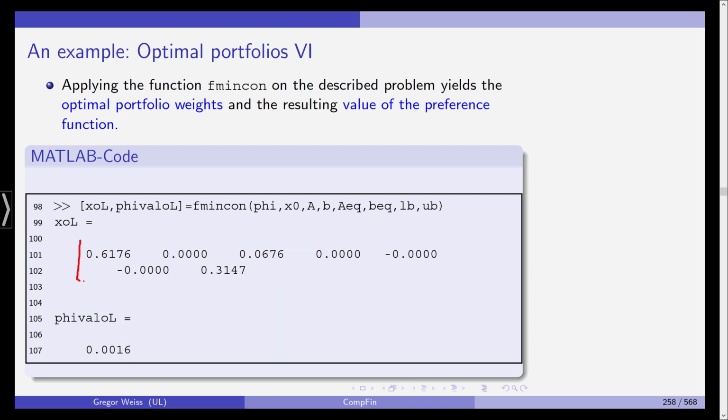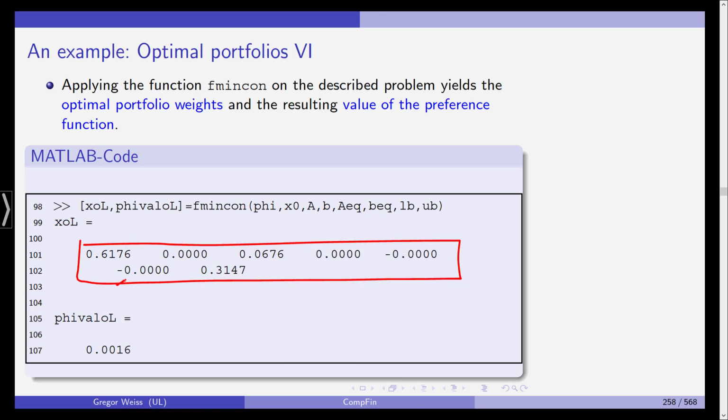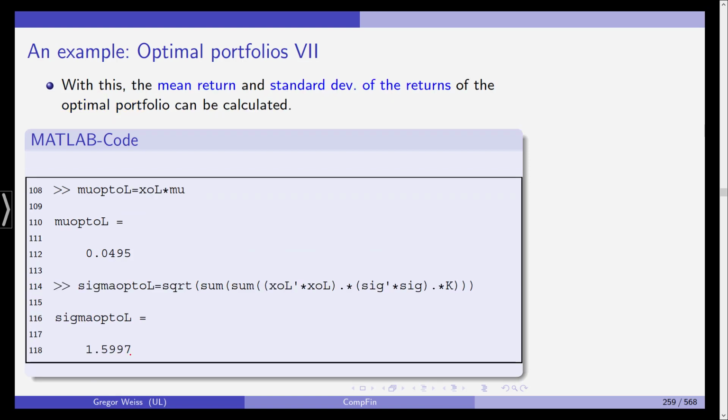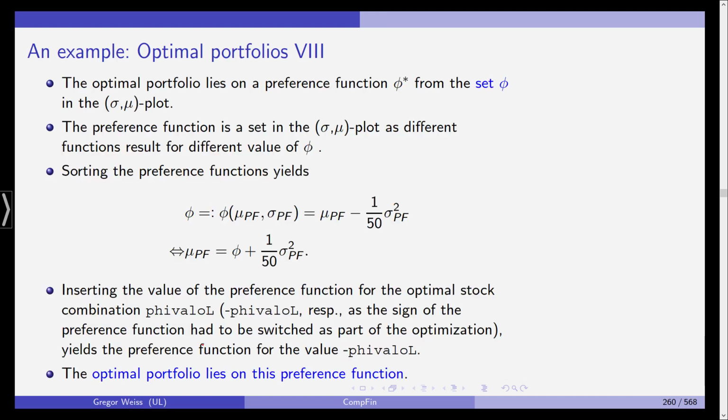This is in two cases actually. It wants to go into short selling, but this is actually close to 0, and the value is 0.0016. That's the utility, which cannot be interpreted. But we can calculate the mean return and the standard deviation, which is almost close to 5% and 1.6 as sigma. Okay. Now the optimal portfolio lies not necessarily on the edge, but on a preference function from the set in the mu sigma plot.